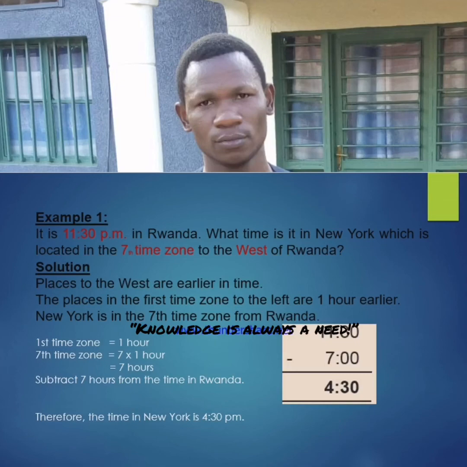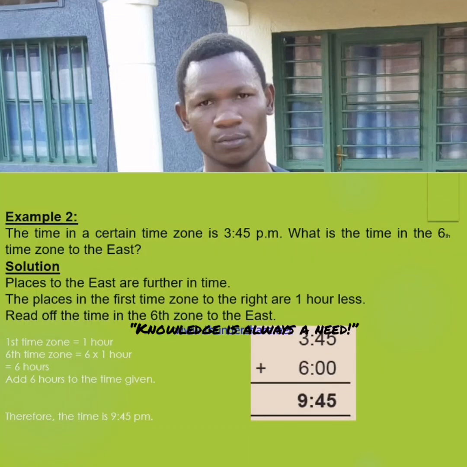So let's go to the next example. The time in a certain time zone is 3:45 p.m. Remember, that is the first thing to notice. What is the time in the sixth? Sixth means it is the position. Let me color them. 3:45 p.m. Yes. And then going to the east. Because we are going to the east, we do what?